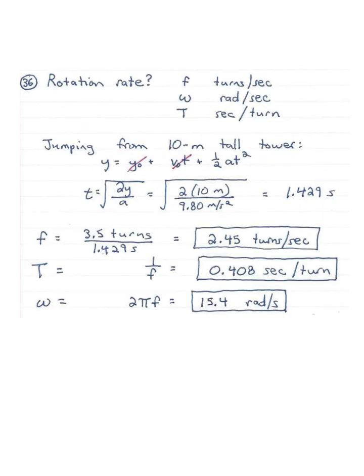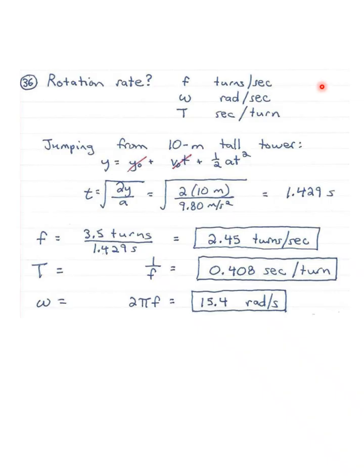Number 36, a diver jumps from a 10-meter high tower and hopes to complete 3.5 somersaults. What should be his rotation rate? Now the problem isn't clear what it means by rotation rate. There are 3 ways that we can express the rate of rotation.